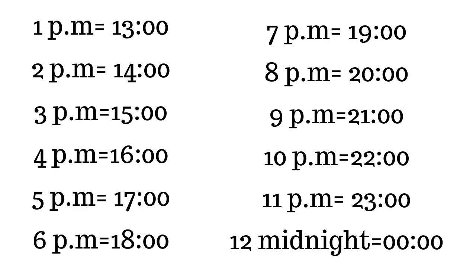2 p.m. is 14, 3 p.m. 15, 4 p.m. 16, 5 p.m. 17, up till 10 p.m. is 22, 11 p.m. 23, 12 midnight is 0000. So in a 24-hour digital clock, once it is afternoon, instead of saying 1, 2, 3, 4, 5, you will see higher numbers, 13, 14, 15, 16, 17.